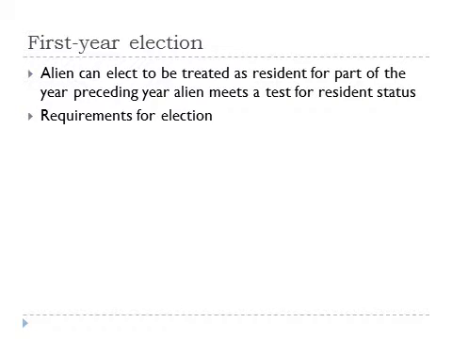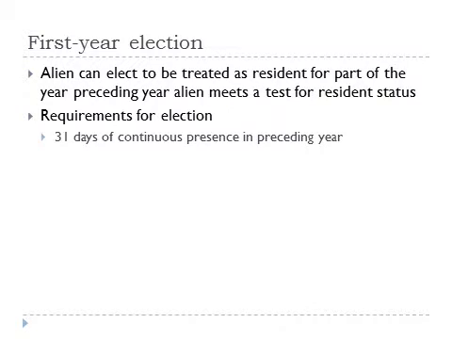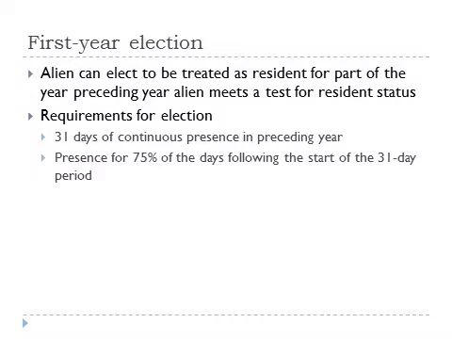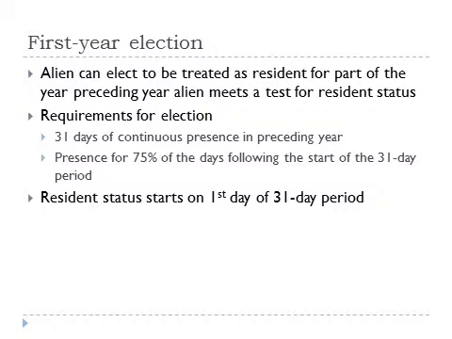To make this election for the preceding year, the person must have been present in the United States for at least 31 consecutive days during the previous year, and the person must have been present at least 75% of the days, beginning with the start of the 31-day period and ending on the last day of the year. When the election is made, U.S. resident status begins on the first day of the 31-day period.